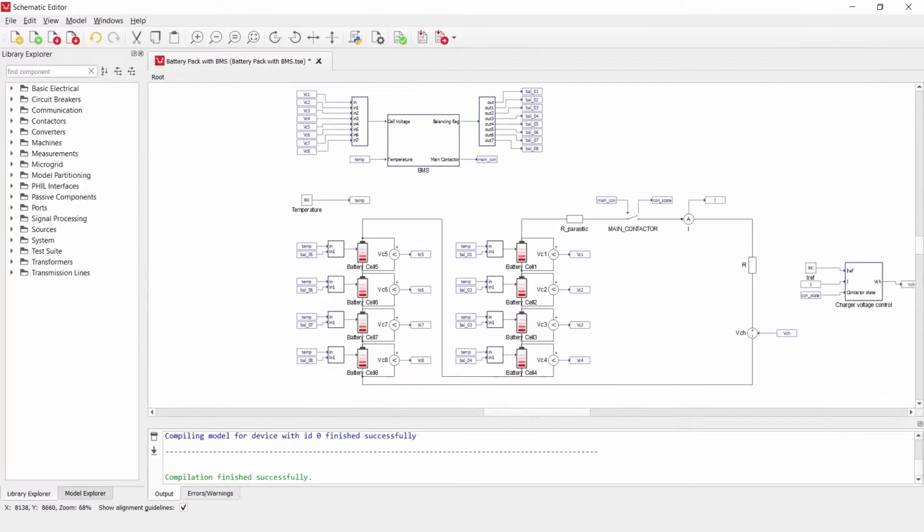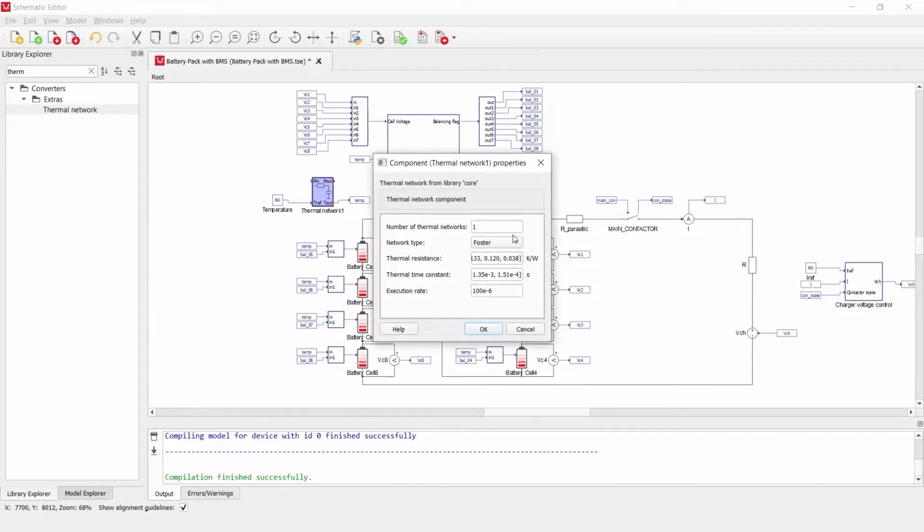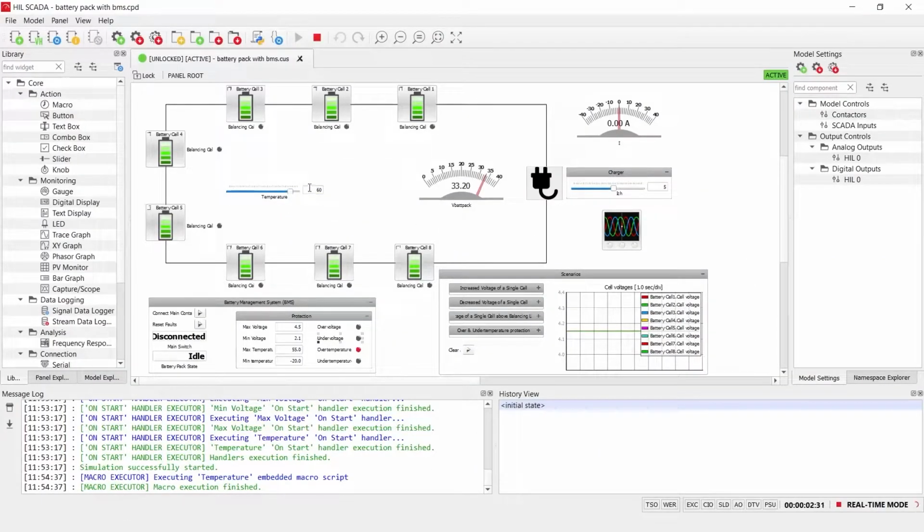To do this, a user can also edit in a thermal model or a thermal network that connects the temperature that I select in the SCADA with some additional components and parameterization, and then to give the actual temperature of the battery cells. Then to parameterize the thermal network, that would be the next step, and then the temperature would not be so suddenly changed. But for the purposes of this demonstration, the temperature can be changed immediately.